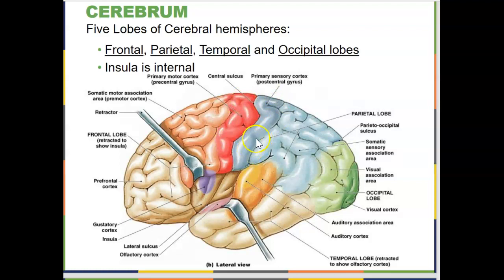The primary sensory cortex here, associated with the postcentral gyrus, is also associated with things like pressure and pain. This is info in about the world around you, but this mostly is sensation. It's not vision. It's not sound, okay?